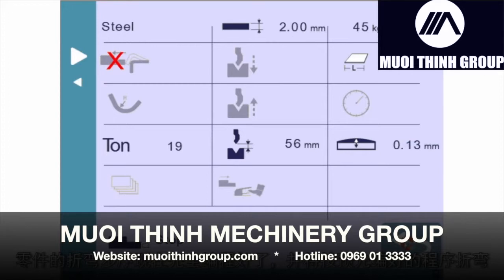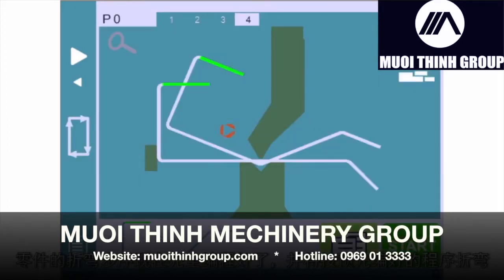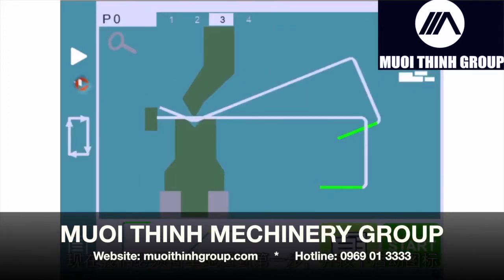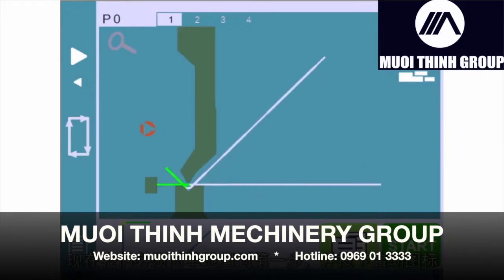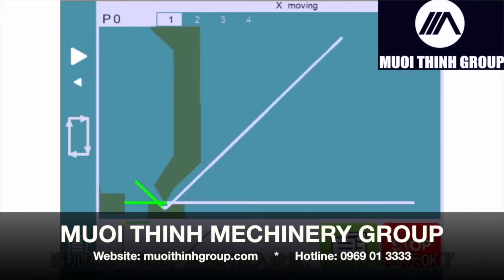Our part is now completely programmed and ready to be bent as it is. To do that, we must simply come back to the first step and press the Start button. The back gauge moves into position and the button switches to OK when the machine is ready for the bend. The operator can now press the foot pedal to execute the first bend.